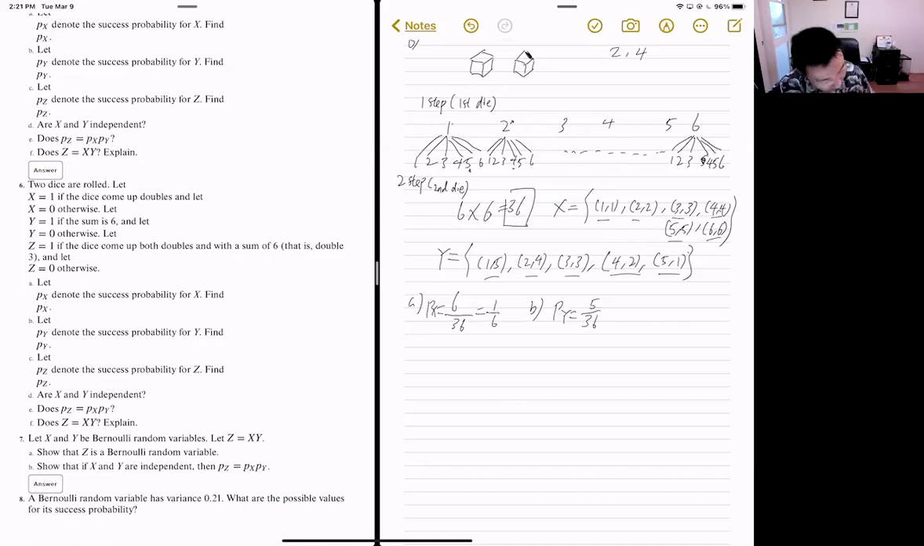And part C. So Pz is the success probability of Z. Z is equal to 1 when the dice come up both double and with a sum of 6. So that is double 3. So for Z, we only have one possible outcome, which is double 3. And that's it. So Pz is equal to 1 over 36.